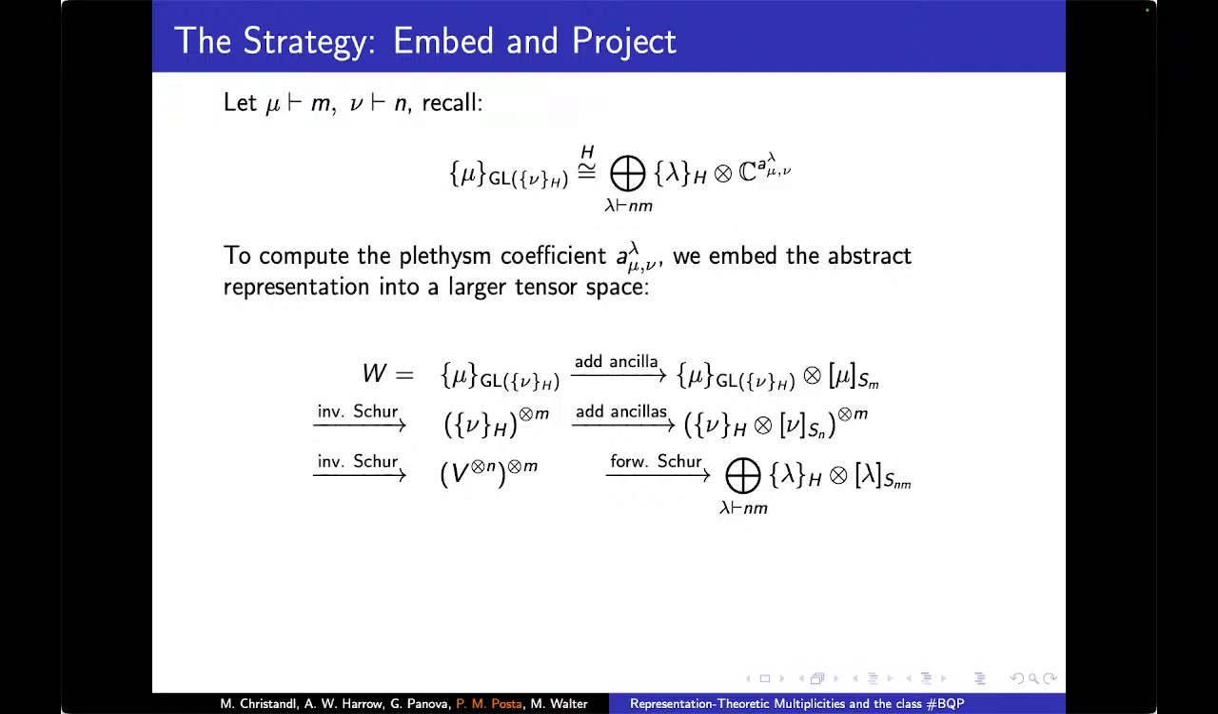Can you again explain the role of the ancilla, please? On the left, the W is the plethysm. This space is the plethysm. Yes. We interpret this as just an irreducible representation for some GL of something. And we know that these appear in the Schur-Weyl decomposition for some vector space. But what is the add ancilla? What is it as a map?